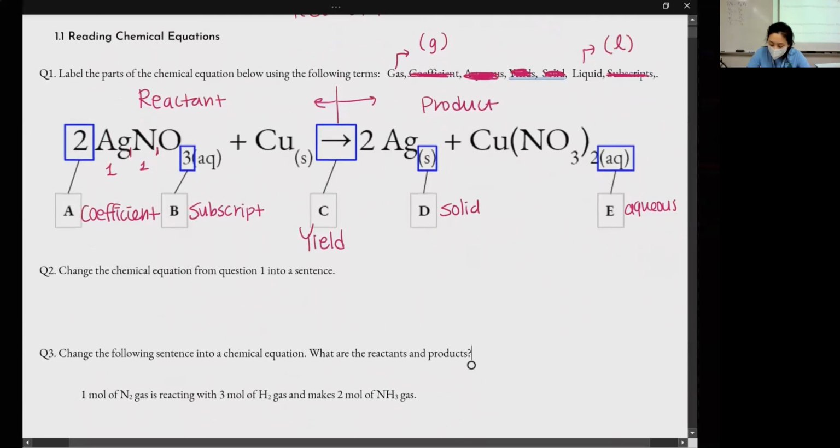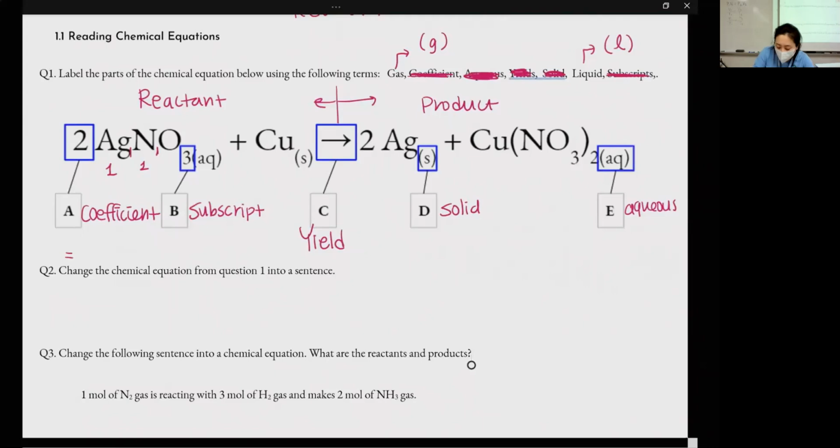All right. Now we're going to change this chemical equation into a sentence, because you'll be asked to read the chemical equation or convert the sentence into a chemical equation. The coefficient is always read as a mole. So we're going to start from 2AgNO3 (aq).